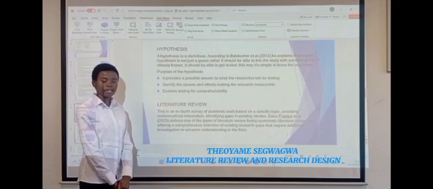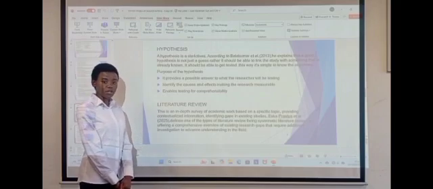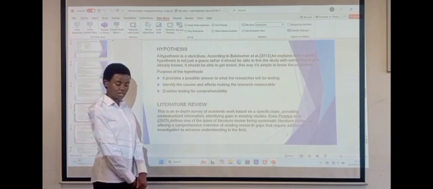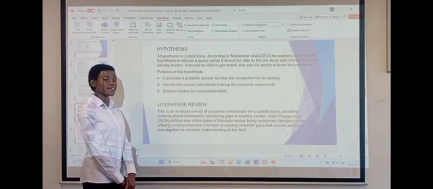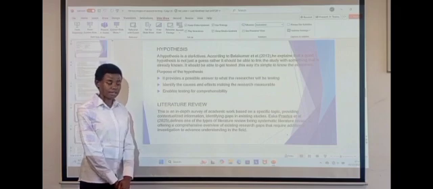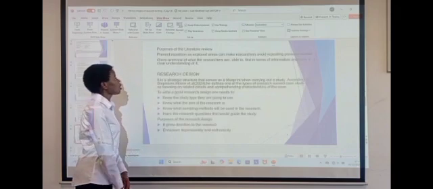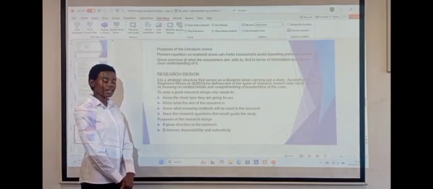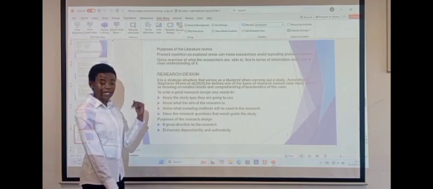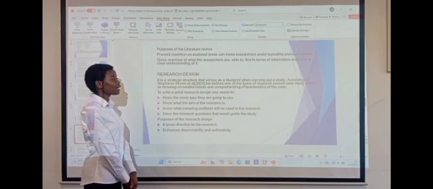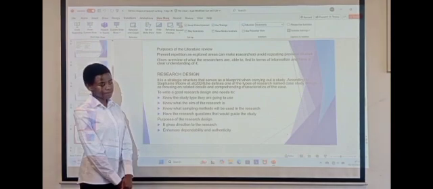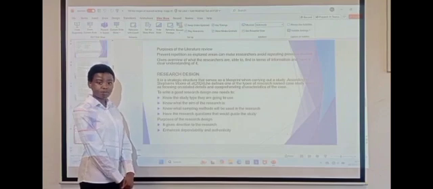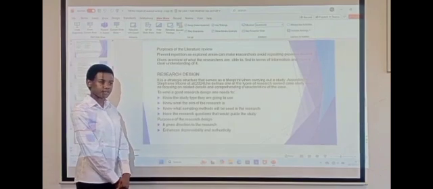Literature review. A literature review is a survey of academic work based on a specific topic, providing contextualized information and identifying gaps in existing studies. The purposes of a literature review are that it prevents repetition, highlights explored areas, and makes researchers avoid repeating previous studies, giving an overview of what researchers are able to find and a clear understanding of it.